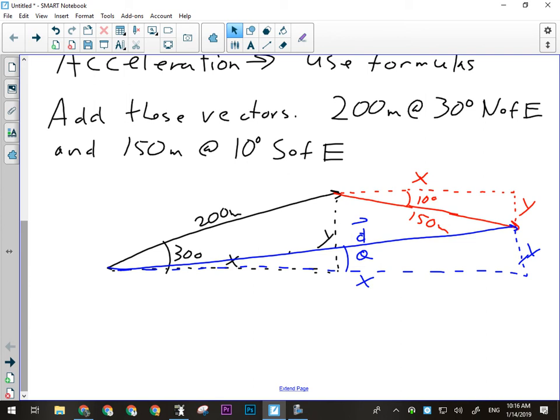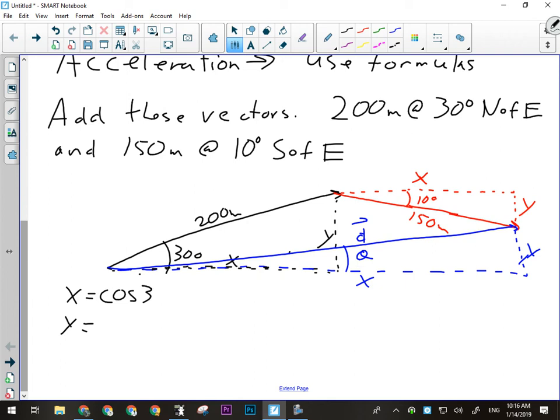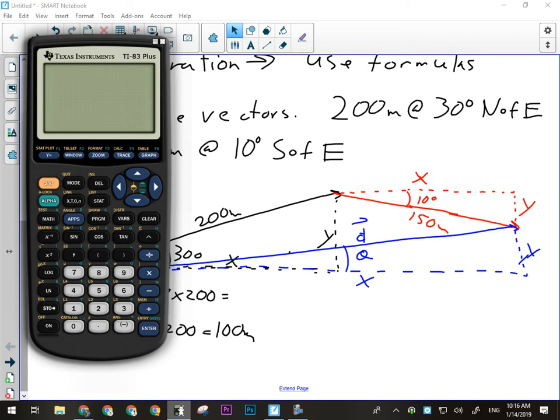So I'm going to have to find black X and black Y first, and then I'll find red X and red Y after that. So black X is right here. It is the adjacent side to the angle in that triangle, and I know the hypotenuse. So that means I'm going to use cosine of 30 degrees times 200 in order to get black X. And because Y is the opposite side, I will use the sine of 30 times 200 to get Y. That'll be 100 meters. So that one we can do. And then we'll have cos of 30 degrees times 200 meters.